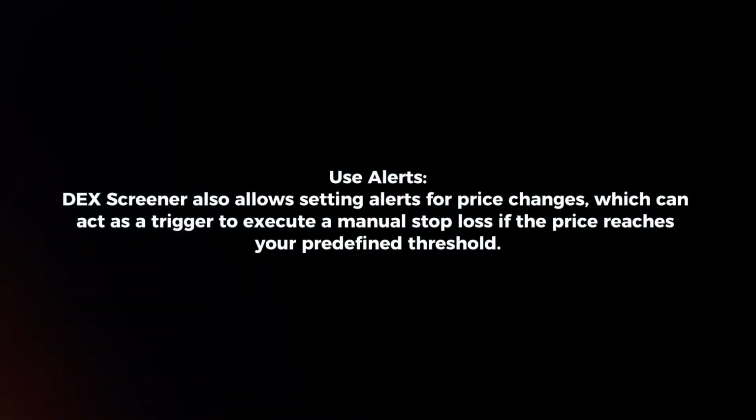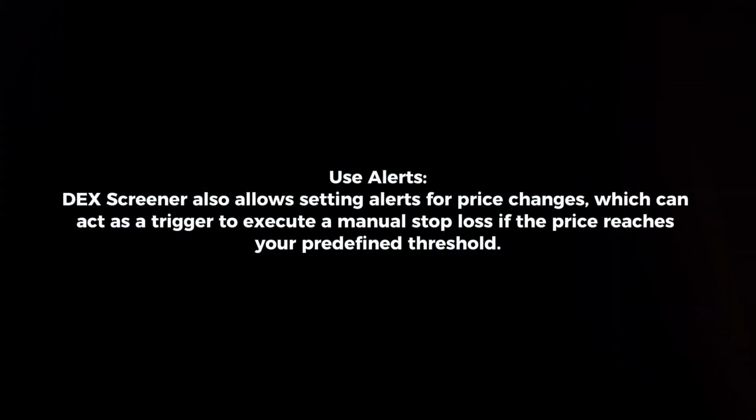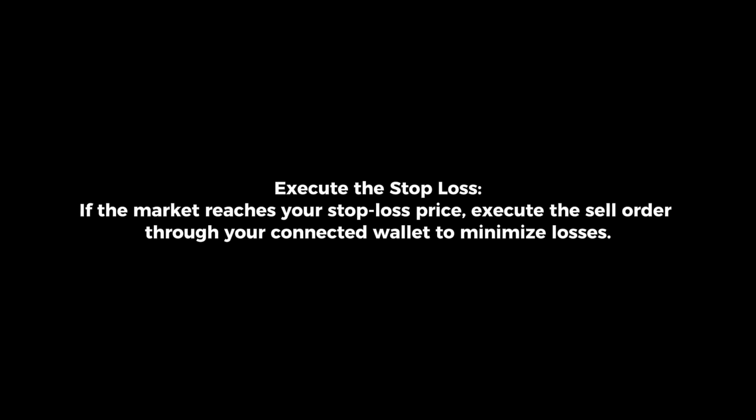Use alerts. DEX Screener also allows sending alerts for price changes, which can act as a trigger to execute a manual stop loss if the price reaches your predefined threshold. Execute the stop loss. If the market reaches your stop loss price, execute the sell order through your connected wallet to minimize losses.